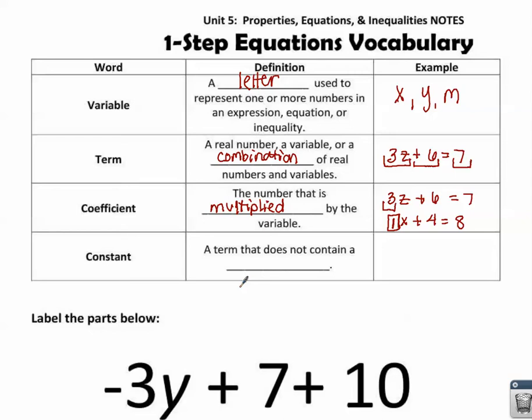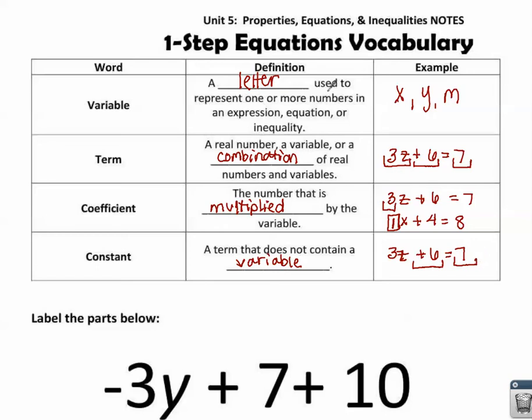Constant, the term that does not contain a variable. So in the example, 3z plus 6 equals 7, you have two constants. The plus 6, yes, include the plus, and 7.